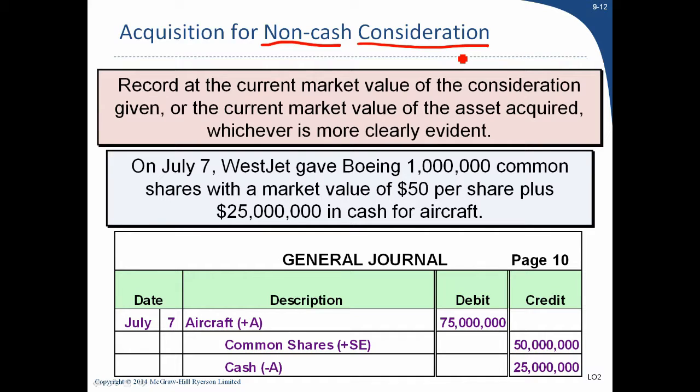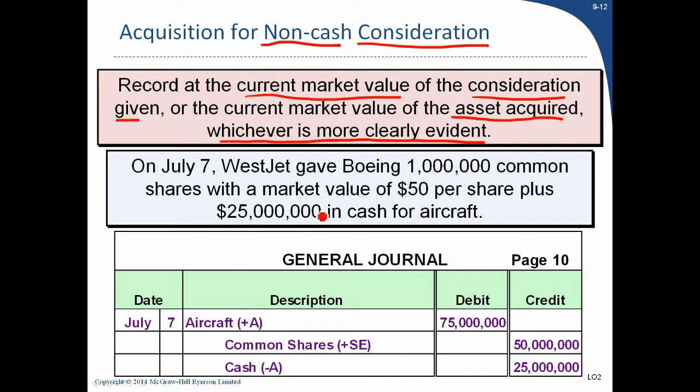If you're a private company, you don't know what your shares are worth. You might have an estimate, you might have a ballpark of, we think this company is worth $1 million, but it could be 800,000, it could be 1.2 million. So the accounting rules say you still have to account for the transaction somehow, but you have to record at the current market value of the consideration given or the current market value of the asset acquired, whichever is more clearly evident.